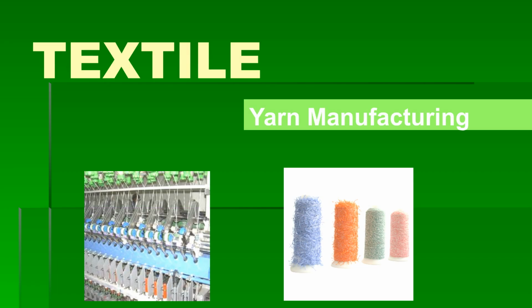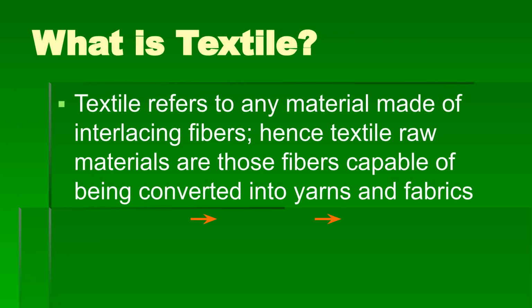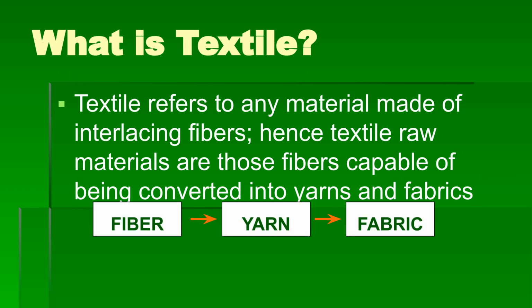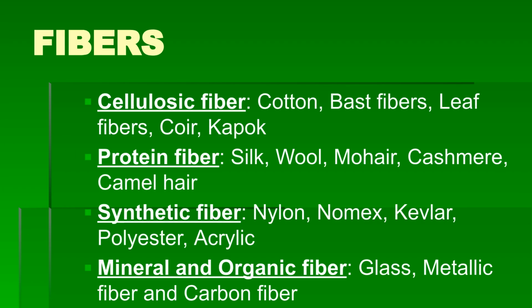This video will provide an overview of yarn manufacturing within the textile industry. Textile refers to any material made of interlacing fibers. These raw materials are converted into yarns, which are then used to create fabrics, as shown in this simple flow. Fibers can be classified into several types: cellulosic, protein, synthetic, and mineral and organic fibers.